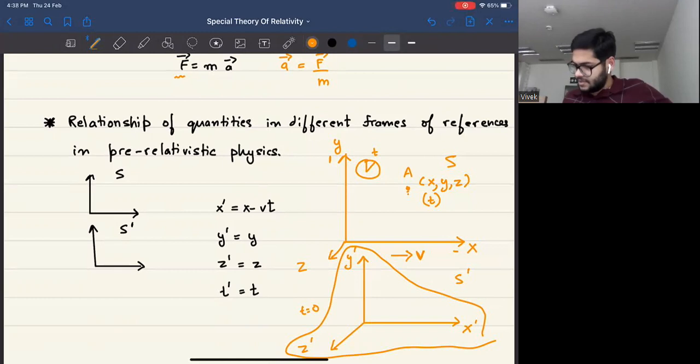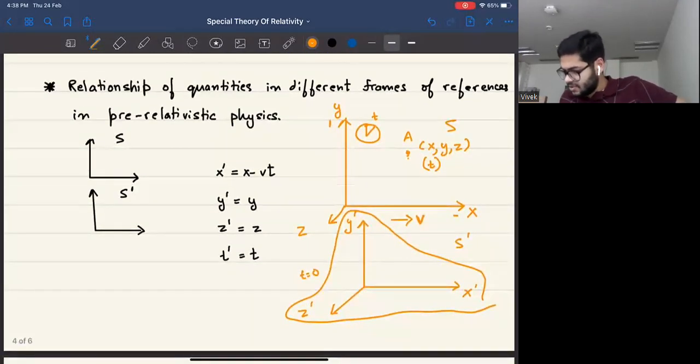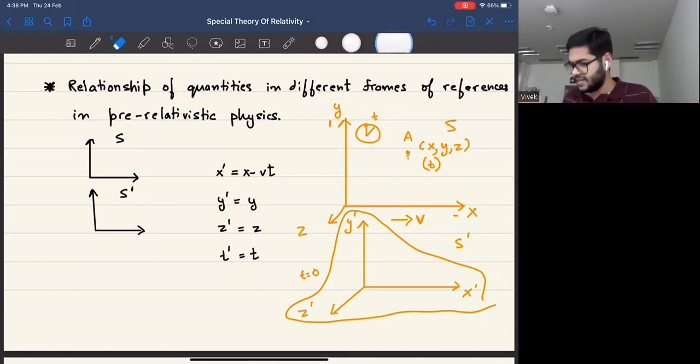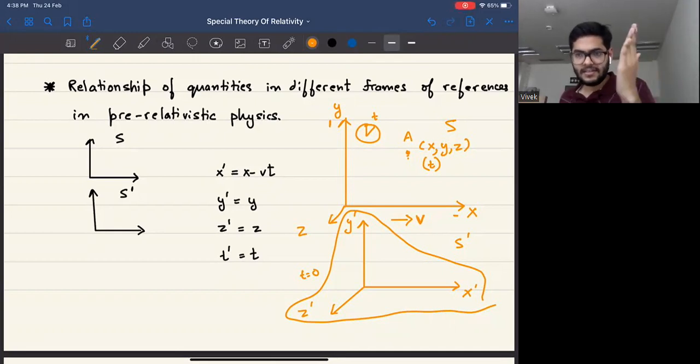So what is the position of this particle A in this frame of reference S? Clearly, the position, because the frame S prime is moving with a speed v in the positive x direction. So let me draw another diagram.